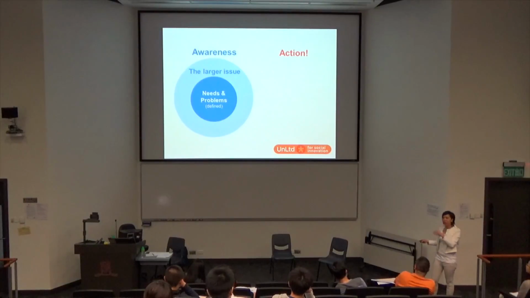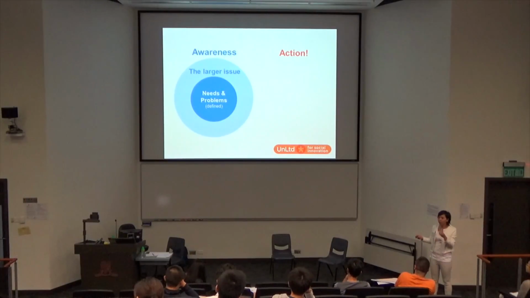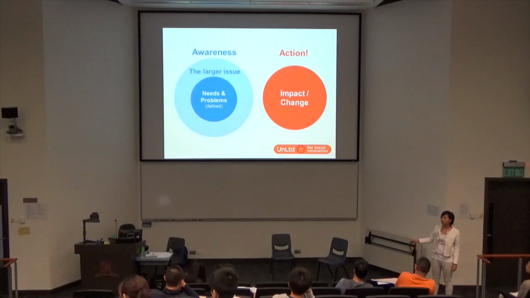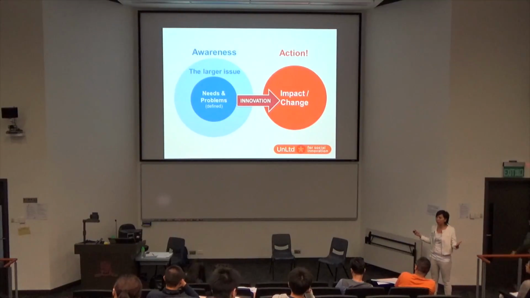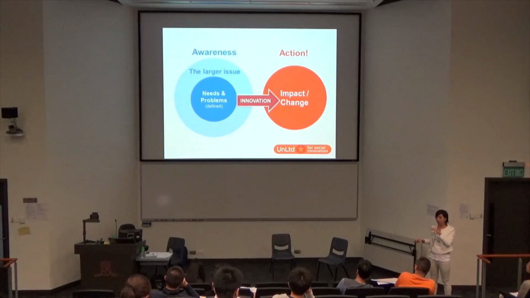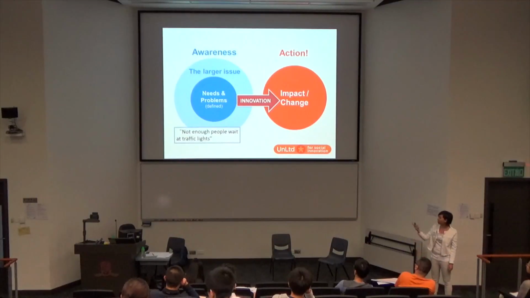Basically, once you've got a problem, you need to start thinking about the list of actions that you need to do to create change. So basically, that's innovation. To break it down for you, it really just involves 3 things: the theory of problem, the theory of action, and the theory of change. Using the example that we just shared, the dancing traffic light example, basically, they defined the problem as not enough people wait at traffic lights.